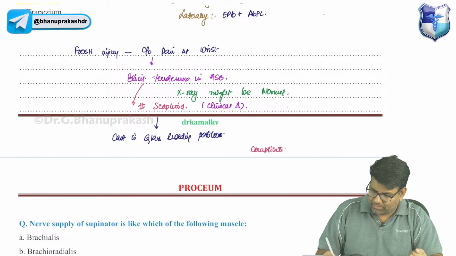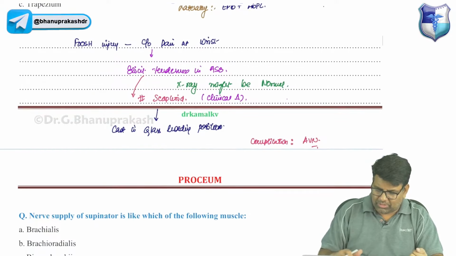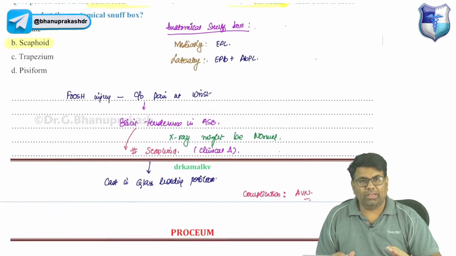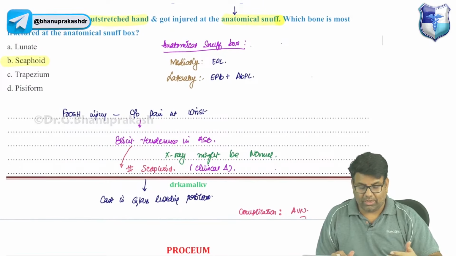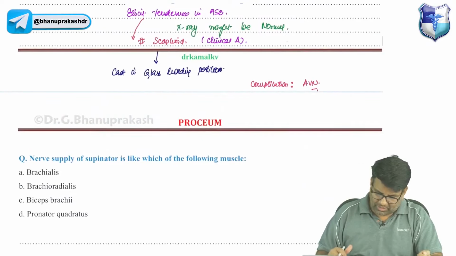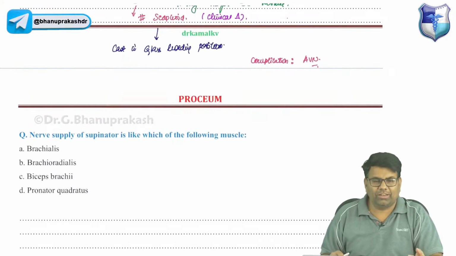Complication can be... right. So this is in short about scaphoid and its importance in terms of tenderness at the anatomical snuffbox. Let's move on to another question.